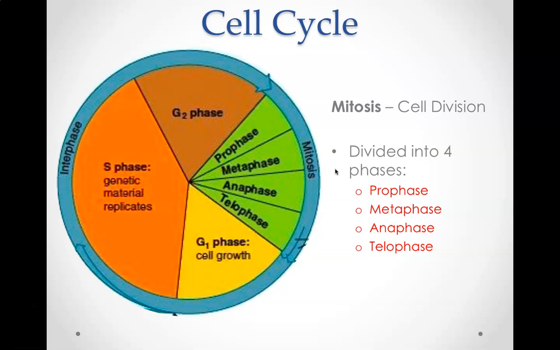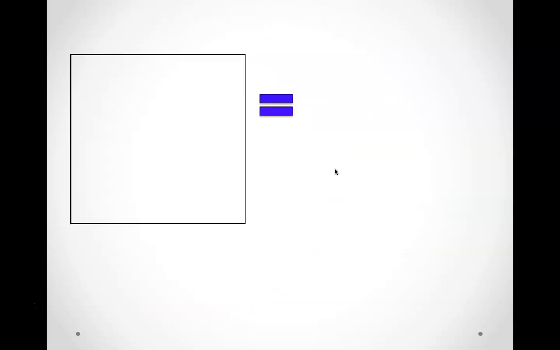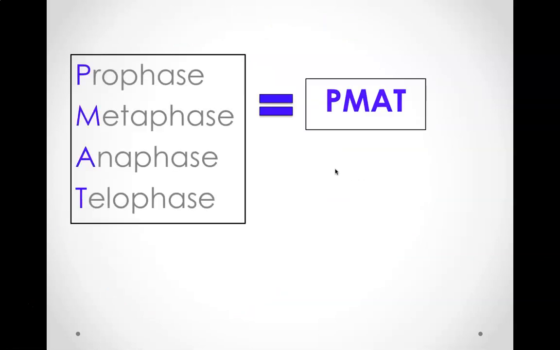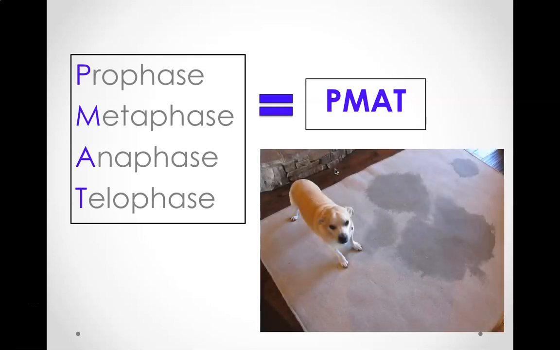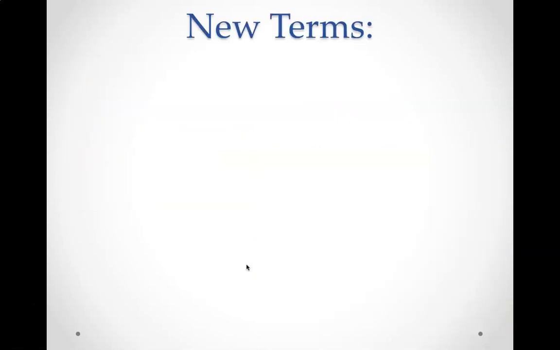And the way that I like to remember this is with a disobedient dog. PMAT. That's how I like to remember it. So if you're ever trying to remember the order of these phases of mitosis, you can just picture this dog's face and hopefully it will come back to you. Okay, so now what are these phases? What's actually happening here? Before we can get into that, we're going to look at some new terms that we haven't talked about so far. So let's look at some new words.